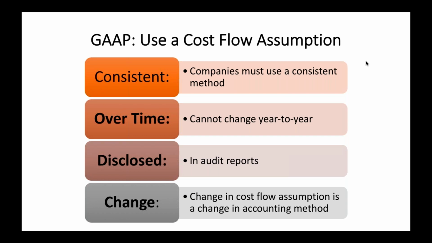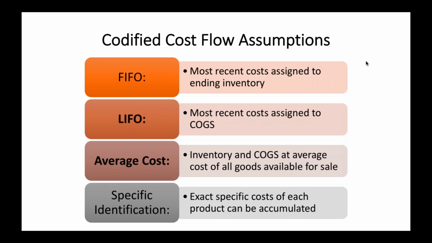What GAAP doesn't want to happen is for companies to switch cost flow assumptions every year based on what's most advantageous from a profit standpoint, because what that would do is the readers of the financial information, for example, stockholders or potential investors, would get very confused about the fluctuation in profit. So GAAP has recognized 4 cost flow assumptions. And if you have an accounting background, you know all about these assumptions.